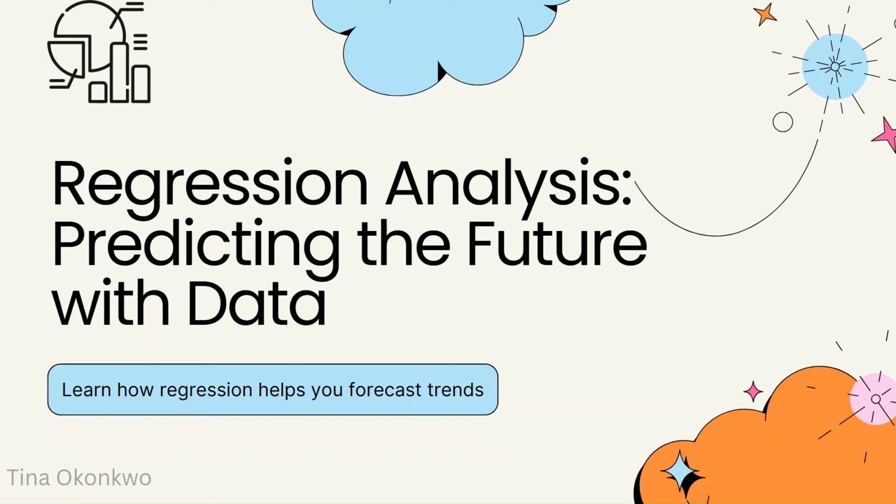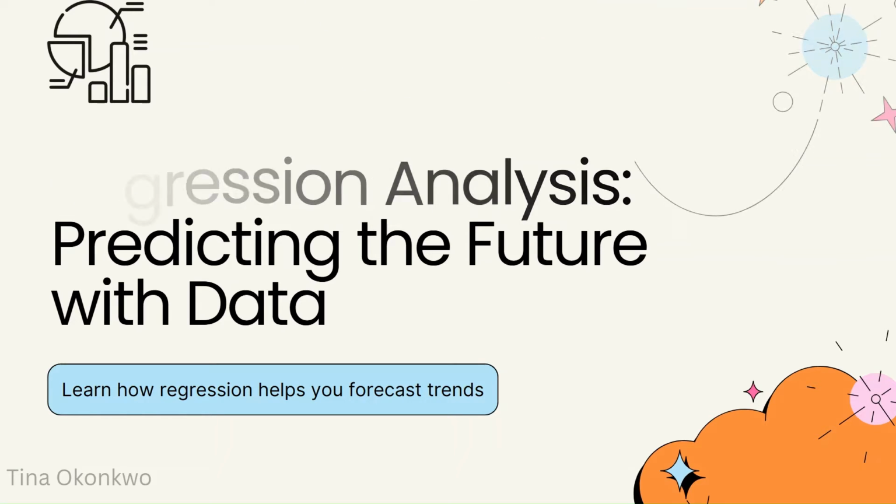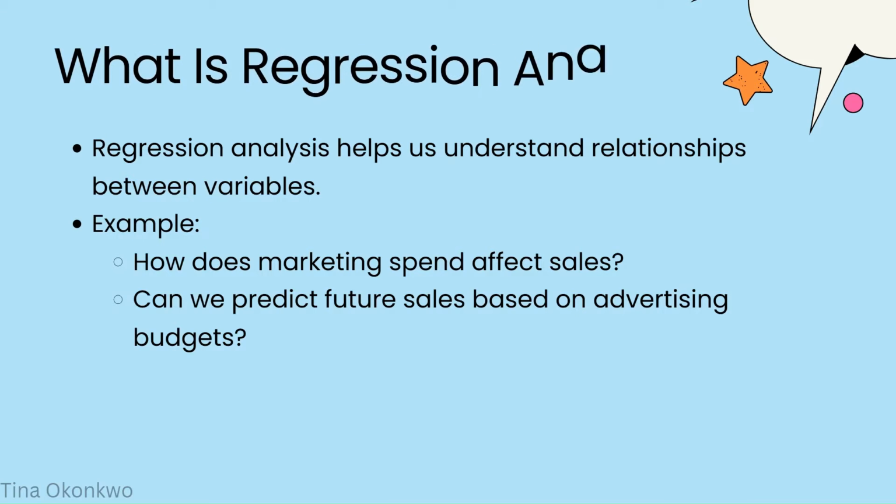Want to predict what's going to happen next in your business, like forecasting sales or customer demand? That's where regression analysis comes in. Let's break it down step by step using simple language and real world examples. At its core, regression analysis is about understanding the relationship between two or more variables. It helps us answer questions like, how does an increase in one variable affect another? Can I predict sales based on my marketing spend?